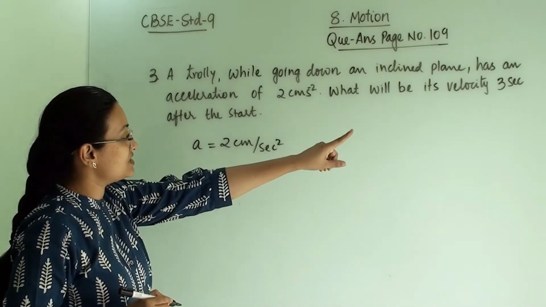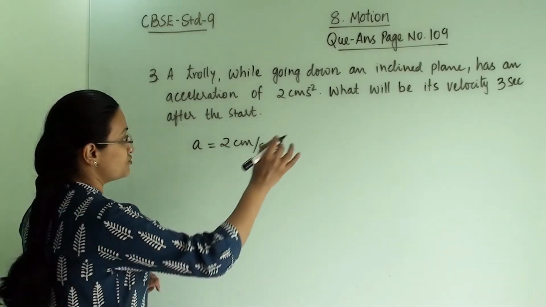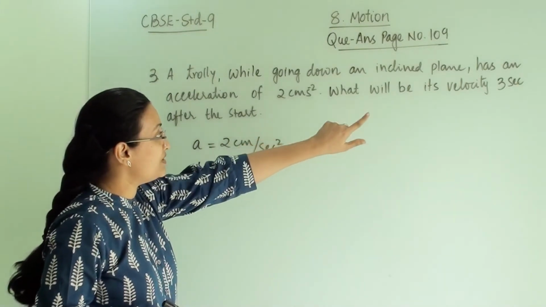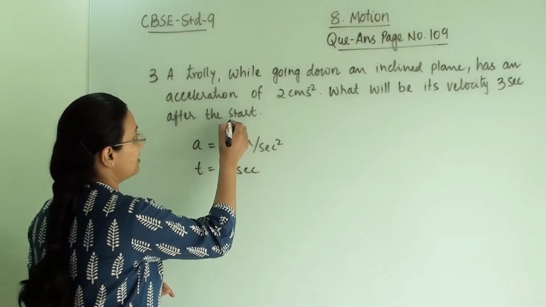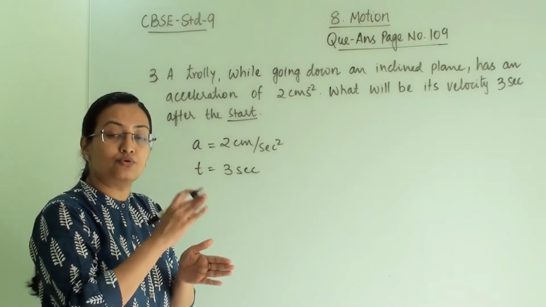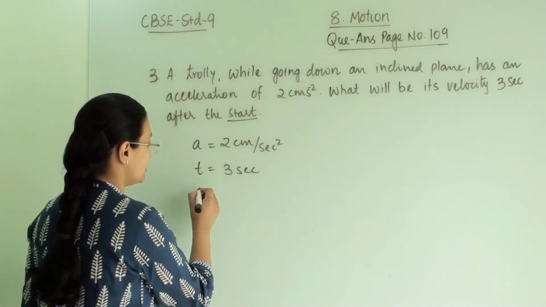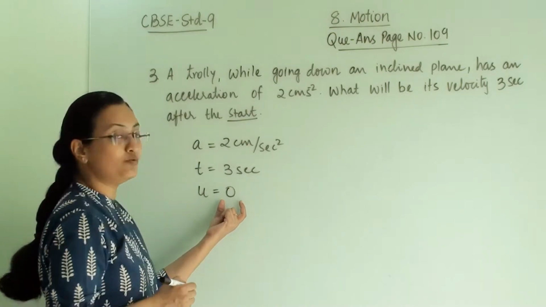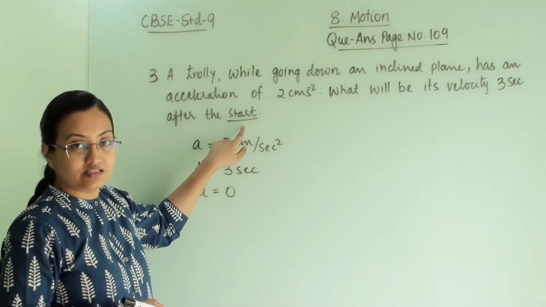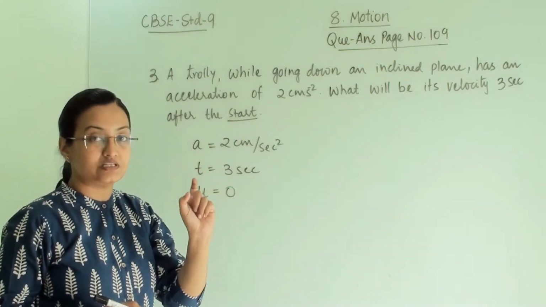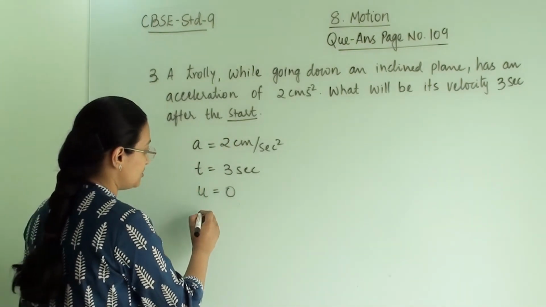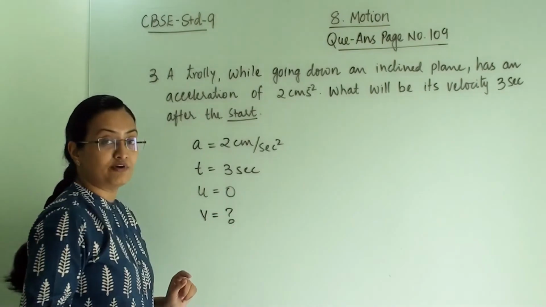What will be its velocity 3 seconds after the start? So the time they have given is 3 seconds. Here they have mentioned, what will be its velocity 3 seconds after the start. After the start suggests that when it is starting, before that it was at resting position. So its initial velocity will be 0 meter per second. Why? Because they have mentioned here that after the start. This is a hint that its initial velocity is 0. It is starting from the resting position.